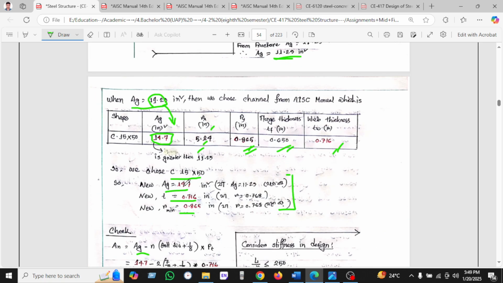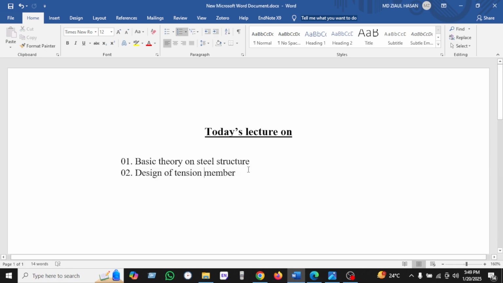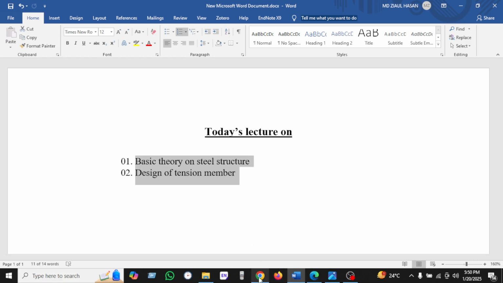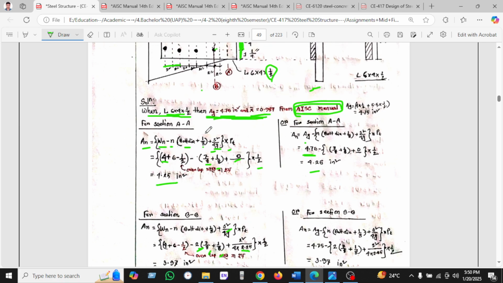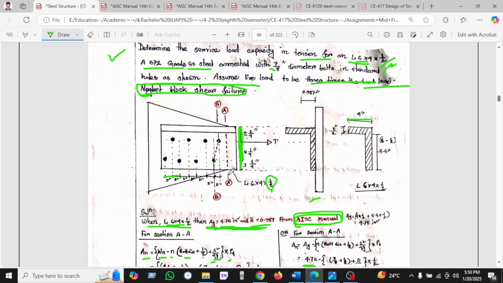Okay, so this lecture has ended. I think a long lecture has been provided. You can ignore the basics if you want, but you cannot solve the design of tension members if you skip the basic theory of design. So that's all from me. If you have any questions, then let me know. I will try to solve your question. Thank you everyone.